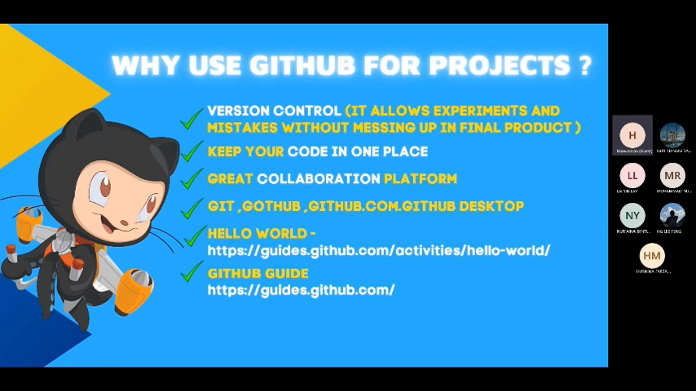Why use GitHub for projects? Version control: it allows experiments and mistakes without messing up the final product. Keep your code in one place. It is a great collaboration platform: GitHub.com, GitHub Desktop, the Hello World GitHub guide. So why do you need to use GitHub? As I said, it acts like a hard drive in your system, so you can save all your projects in GitHub. That's why you need to use GitHub for all your projects.